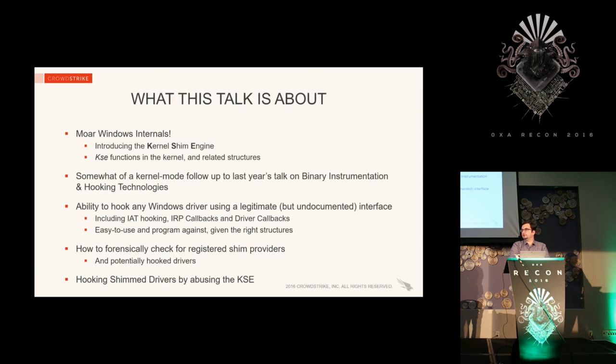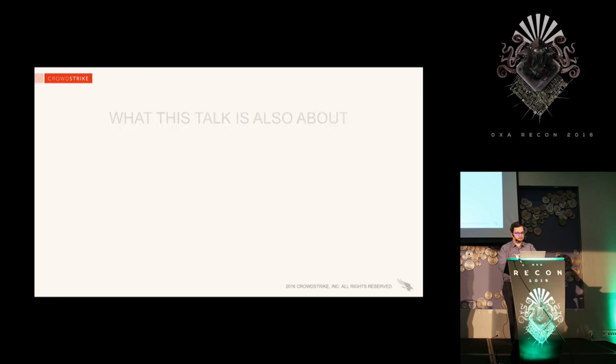Then we're going to talk about how to, again, forensically look for shim providers. What's already on the machine? What is it shimming? Are there things that should not be there by default? And we'll talk about something interesting, which is how you can actually hook the hook engine itself, or hooking the shim engine, which has some interesting kind of bypass properties.